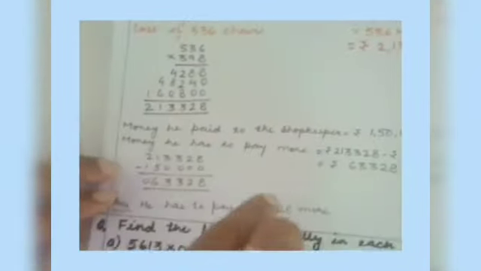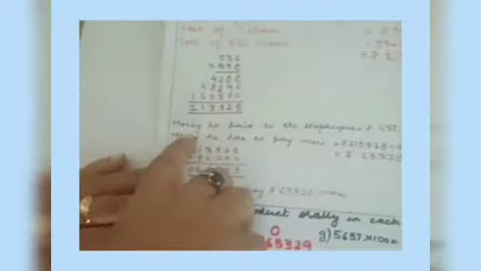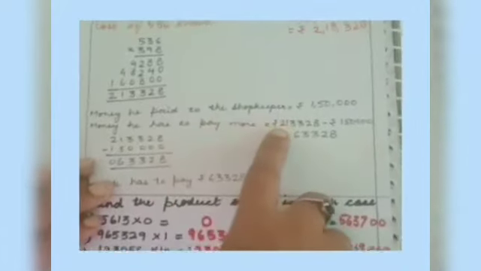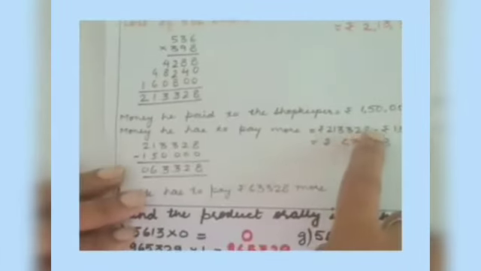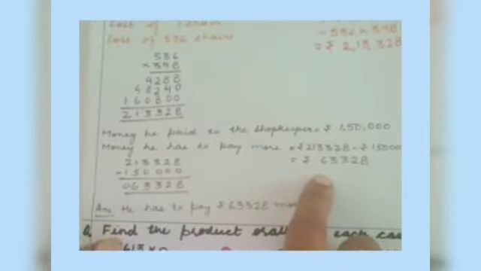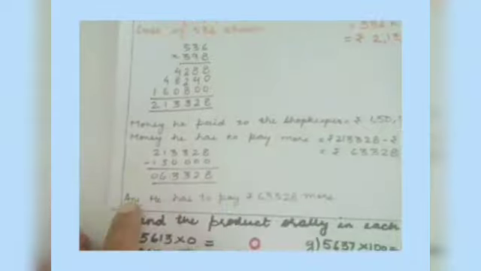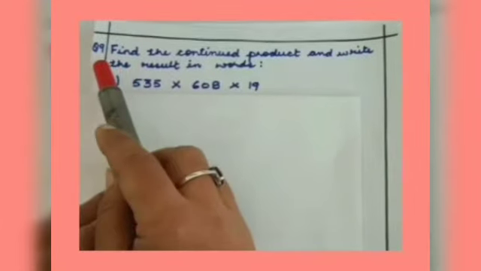Out of this much amount, he had paid only rupees 1,50,000. So the money he paid to the shopkeeper is 1,50,000 rupees, but he was supposed to pay this much money. So the money he has to pay more is 2,13,328 rupees minus 1,50,000 rupees. You will subtract it this way and the total money that he has to pay more is 63,328 rupees. Then you will conclude your answer by writing he has to pay rupees 63,328 more. Now I hope children the solution is clear to you. Let's start with the next question.